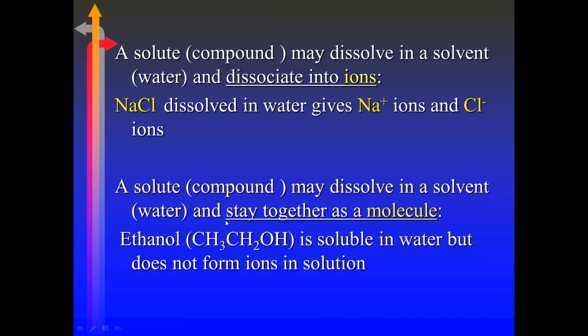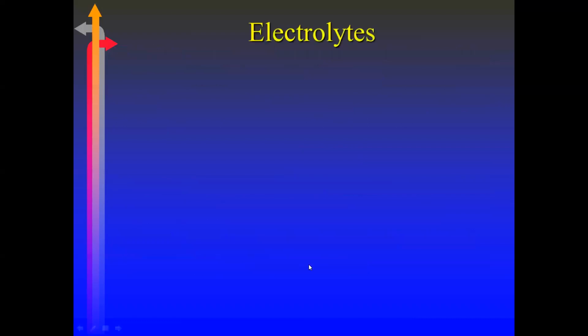But sometimes a solid may not dissociate into ions, but stay together as a molecule. For example, ethanol. Ethanol is an alcohol. It's soluble in water, but when it dissolves in water, it remains together as a whole molecule in the solution. The molecules do not dissociate into ions, or only very little, partially, not completely.